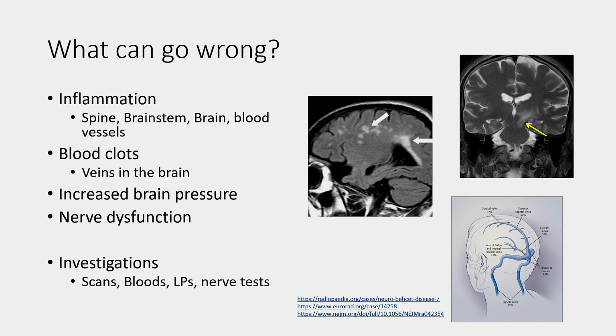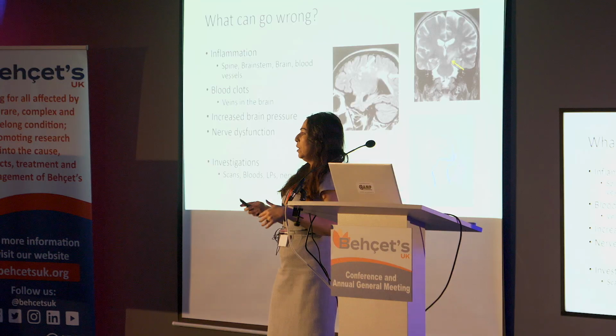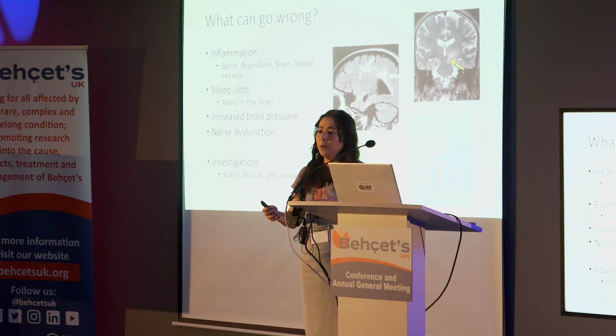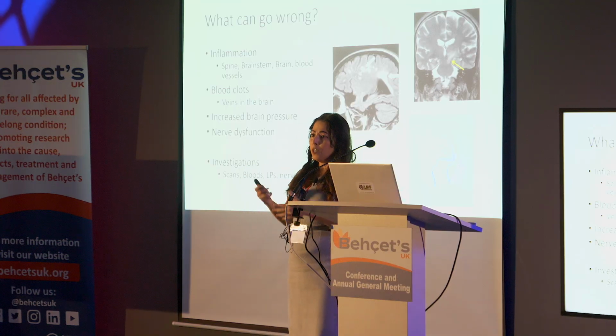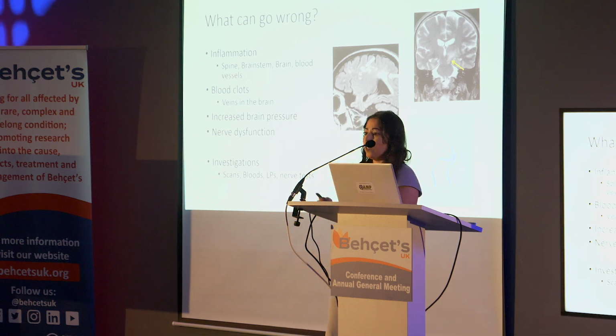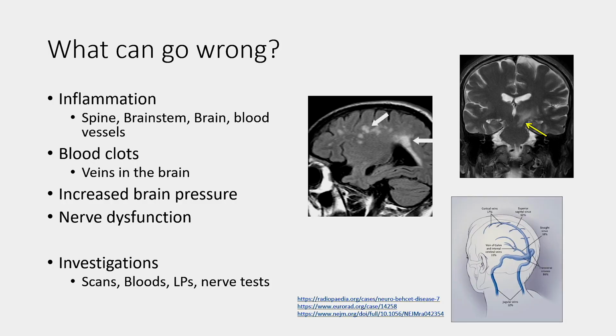So how do we investigate these patients? If you come and tell me that you've got weakness down one side of your body, or you've got numbness down one side of your body, how would I investigate you? I would need to do a scan to see if there is inflammation in the brain or in the spinal cord or any other parts. We can also do nerve tests, we can do bloods, and we can do a variety of other investigations depending on where the symptom is, what the symptom is. So the arrows are pointing to areas of inflammation.